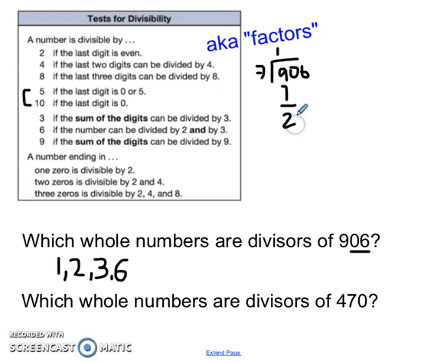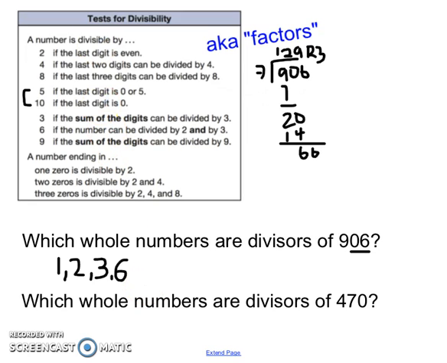Sorry that my work is really messy here. 7 goes into 20 2 times, which gives me 14. Then I end up with a 6 and bring down another 6. And 7 goes into 66 9 times, because that gives me 63. Then there's still 3 left over, so I have a remainder. So 7 did not work. Since there's a remainder, that means no go. So 7 is not a divisor of 906.